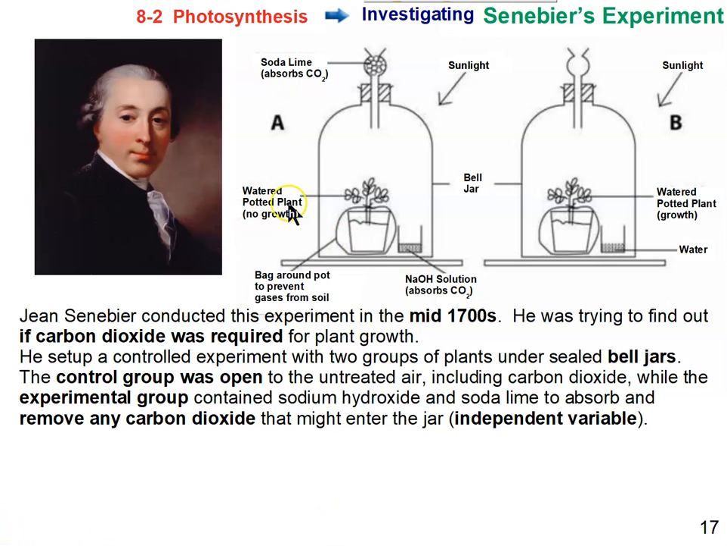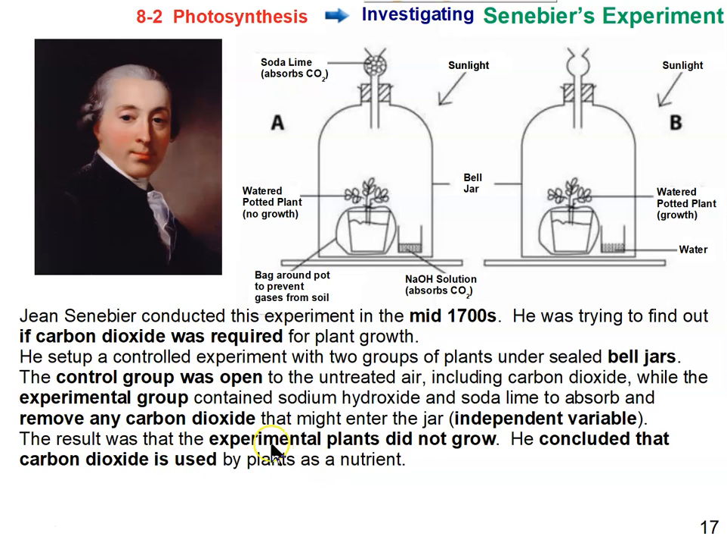As you can see in the diagram, he watered both plants, but the ones without carbon dioxide did not grow. So the result is the experimental plants did not grow. The ones without carbon dioxide did not grow. And he concluded from that carbon dioxide is used by plants as a nutrient, and so it's required.